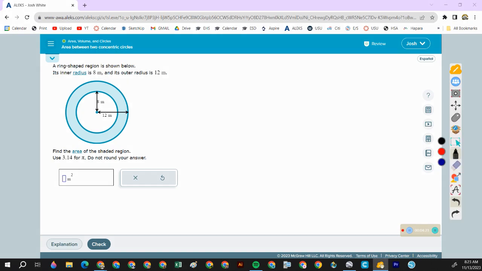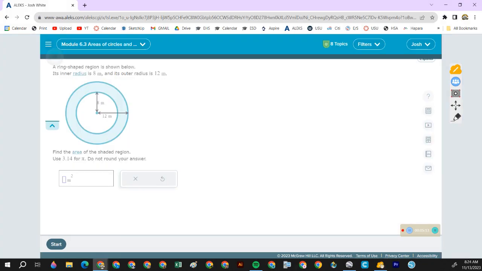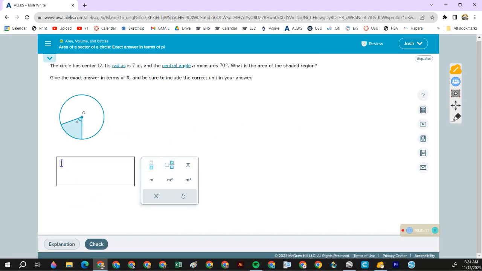All right. So here we have 2 circles, and I want to know how much area is here. Well, the area of the big one is 3.14 times 12 squared. And the area of the small one is 3.14 times 8 squared. So the area left over when you subtract the small one from the big one is just going to be that. So we take the big circle, find its area, little circle, find its area, and then subtract the small one from the big one. Okay.